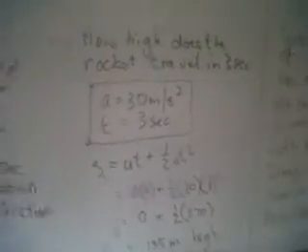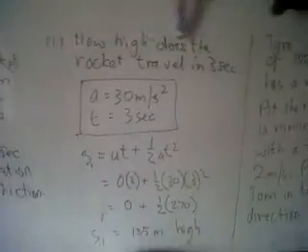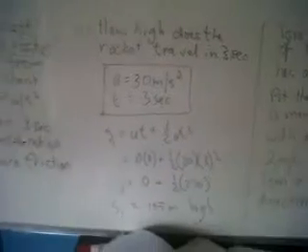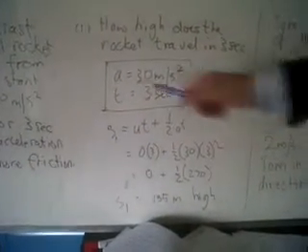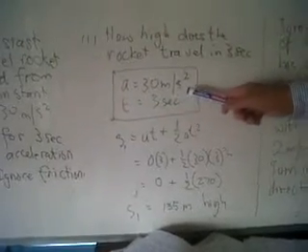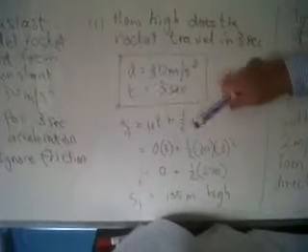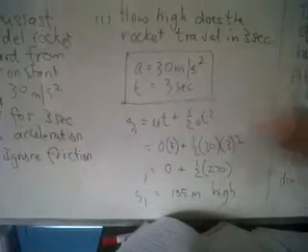Ignore the friction. In other words, the fuel is used up after 3 seconds. Now, how high does the rocket travel in 3 seconds? First, you write down what you've got. You've got a, which is acceleration at 30 meters per second squared, right? And then you've got the time at 3 seconds.